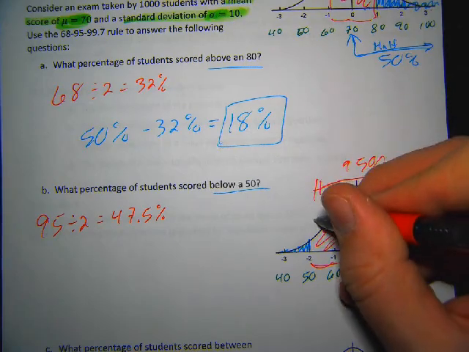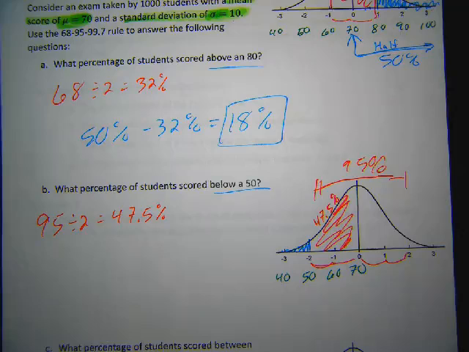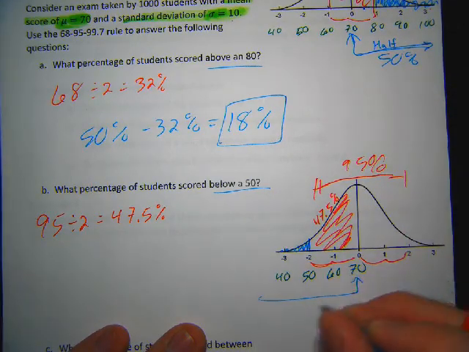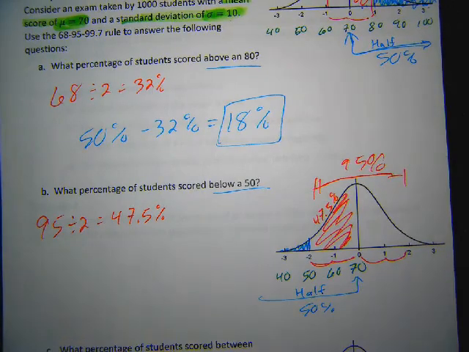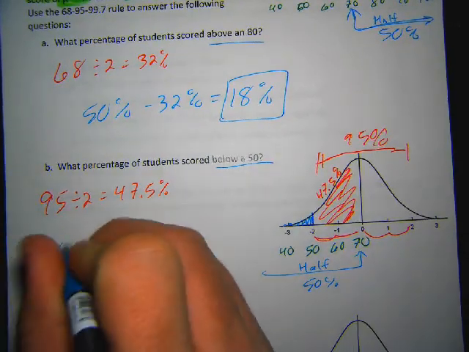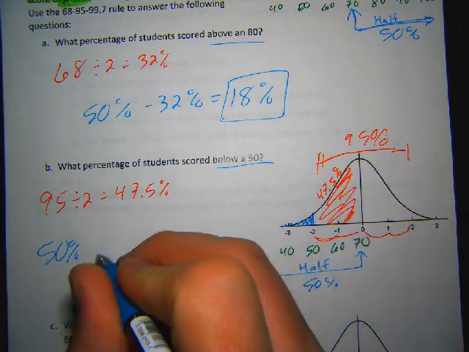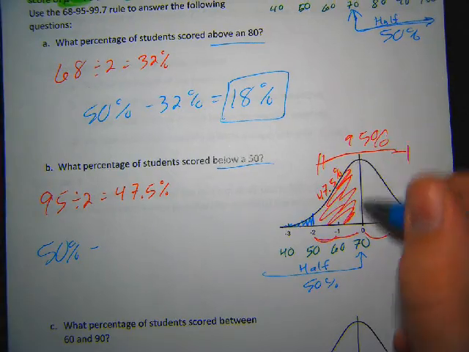This is 47.5%. Now what I can do is I can remember that this whole side is 50 for this half. This whole side is 50. So if I take the 50% of that whole side, subtract the 47.5% that's right here. It seems crazy that so much, but remember the middle is where most of the data is, right by the peak. This is most of the data.